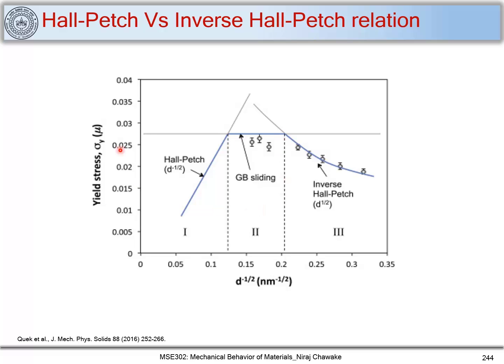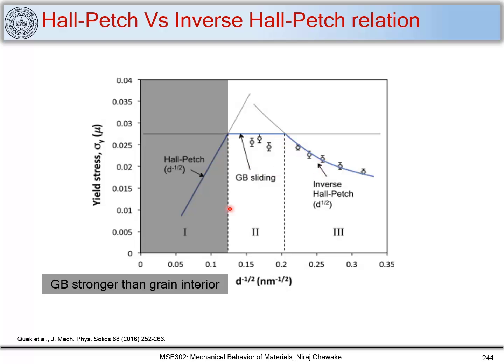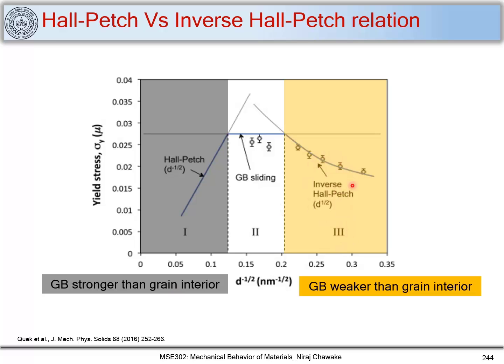Now let's revise the effect of decrease in grain size on yield stress in terms of Hall-Petch and inverse Hall-Petch. So you have the Hall-Petch phenomenon occurring here. That is, if I go on decreasing the grain size, then there is an increase in the strength. In this region, you get grain boundary sliding, and in this region, you have an inverse Hall-Petch. Here in this case, the grain boundaries are stronger than the grain interior. In this region, the grain boundaries are weaker than the grain interior.